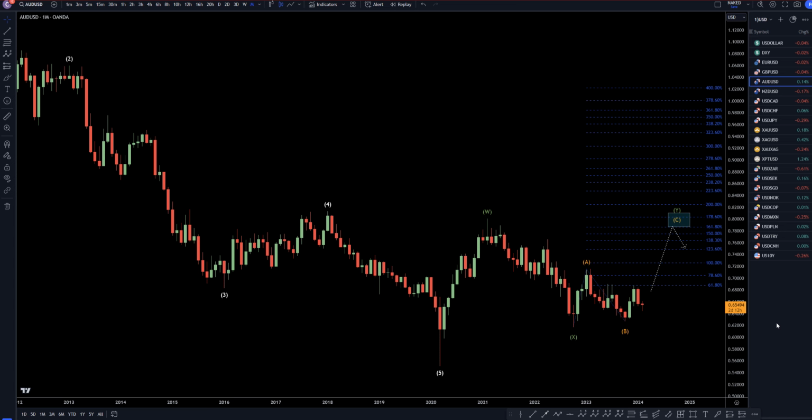Today is Tuesday, February 27th, and I'm going to be analyzing the Aussie US dollar, starting on the monthly, working my way down to the 1 hour time frame for the full top-down analysis.